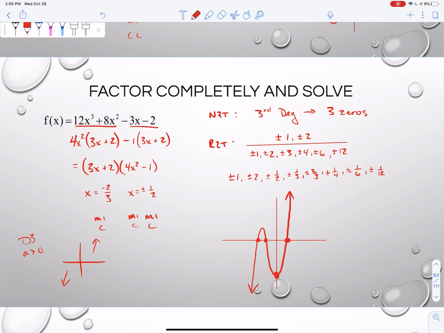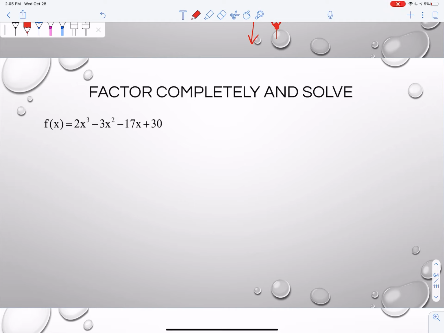Okay, let's come down to our next example. All right, so I have f of x equals 2x cubed minus 3x squared minus 17x plus 30. Right? If I look at it, there's no GCF. If I look to see, can I factor by grouping? In this case, it's not going to work. N zeros, it's third degree, so I'm looking for 3 solutions. So let's go right to my rational zeros theorem.